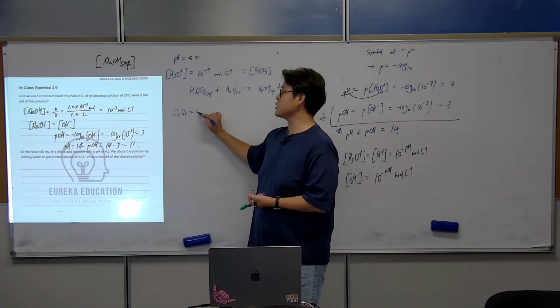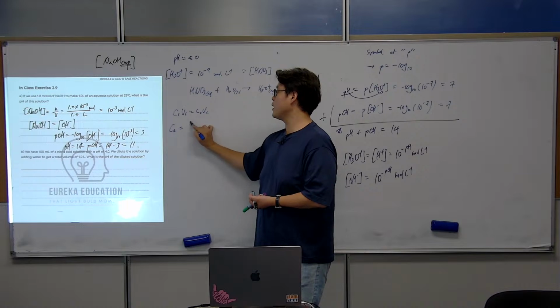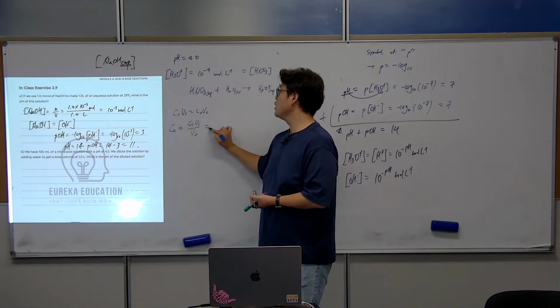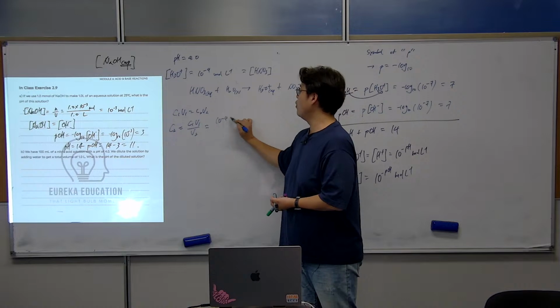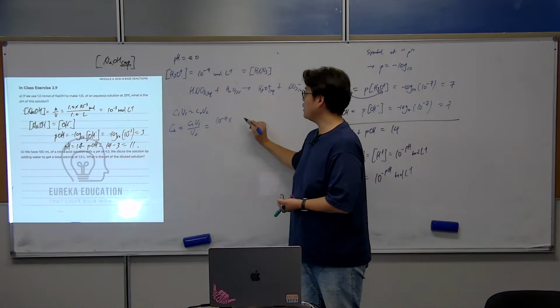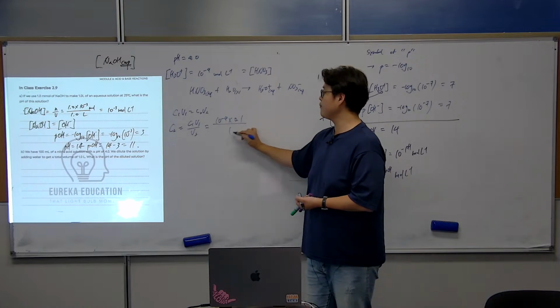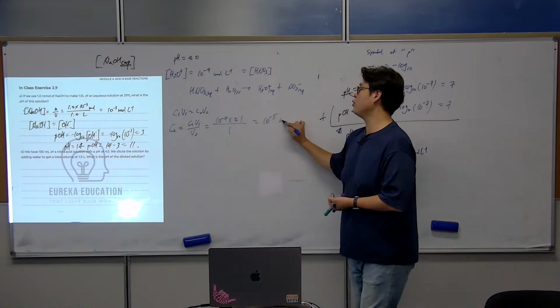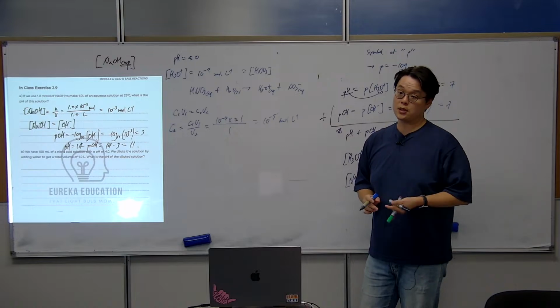C1V1 equals C2V2. The new concentration C2 can be found by C1V1 over V2. The initial concentration that we had is 10 to the power minus 4, times the volume of 100 mL, so 0.1, divided by the new volume of 1 liter, gives you 10 to the power minus 5 mole per liter. That's the new concentration of the diluted nitric acid.